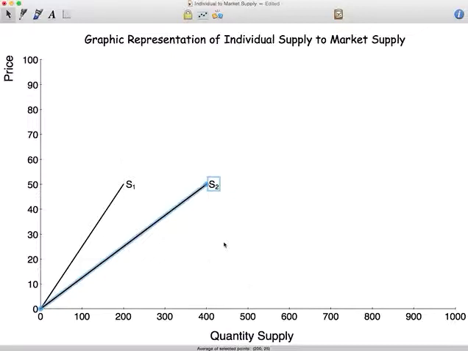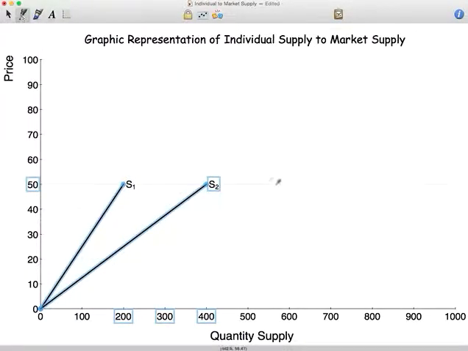So we know that our market supply curve, adding these two together, is also going to start at the origin. So we can start at the origin, but where do we want to end up? We add up horizontally. So at this price of 50, quantity supplied for S1 is 200, while the quantity supplied for S2 is 400. So we have 200 plus 400. So at a price of 50, we are going to be at 600 and go to the origin.